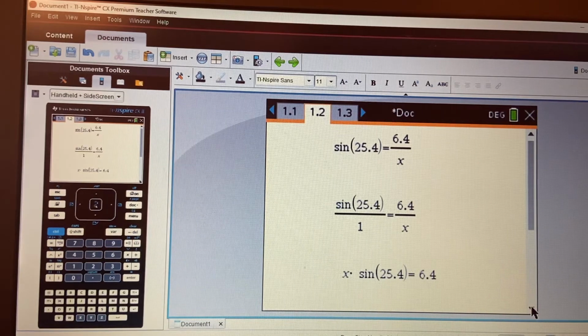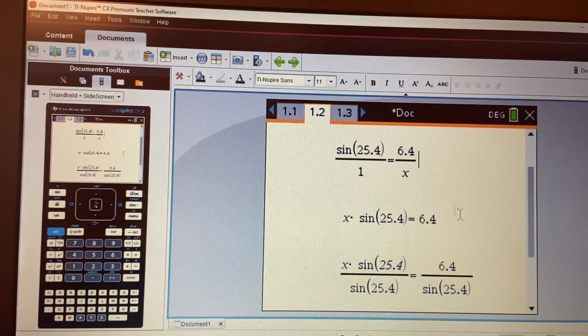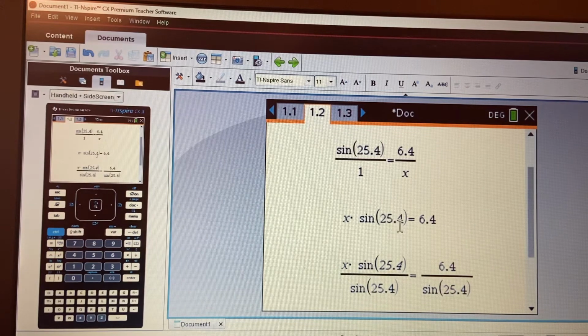So to solve a proportion, we have to cross multiply, or the butterfly method. So we have 6.4 times 1 and x times sine of 25.4. So we're going to multiply these two. So if we multiply x times sine of 25.4, that's going to equal 1 times 6.4, which is 6.4. So we get this equation here.